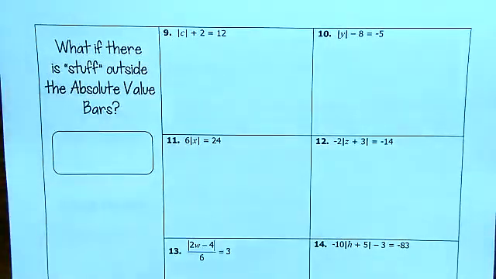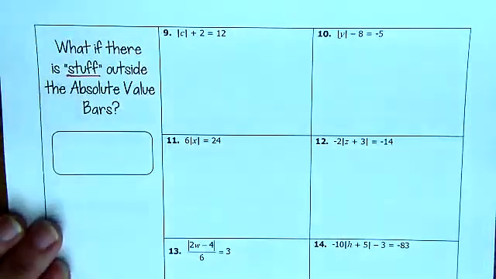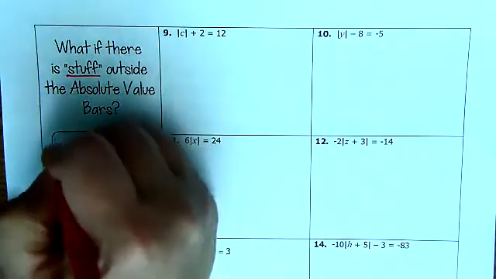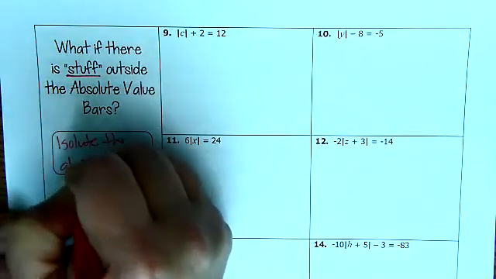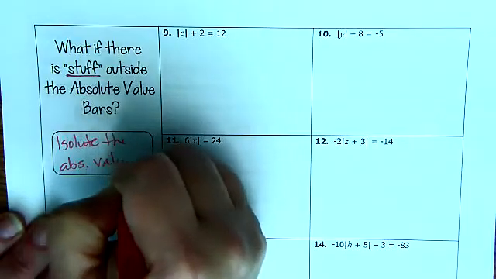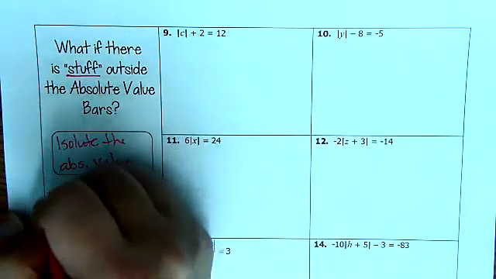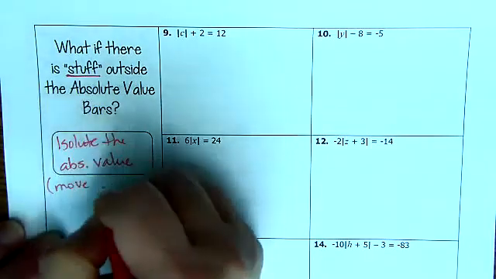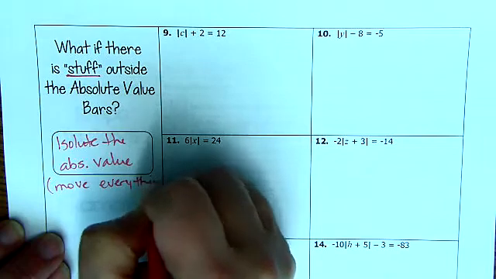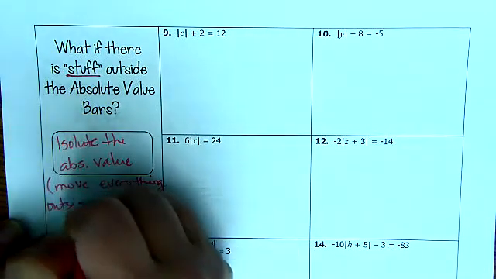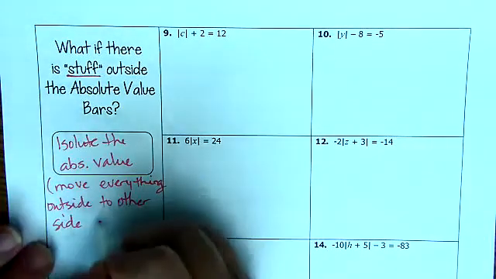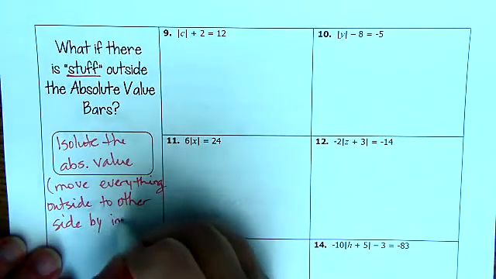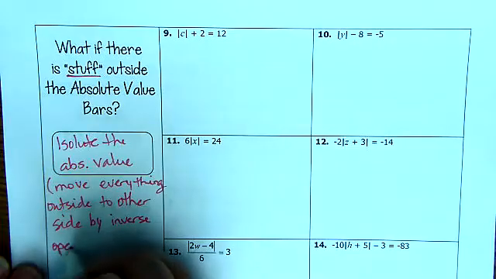This is where we're going to start pulling stuff on the outside. Okay, so what if there is stuff outside the absolute value bars? Isolate the absolute value, which means move everything outside to the other side by inverse operations.